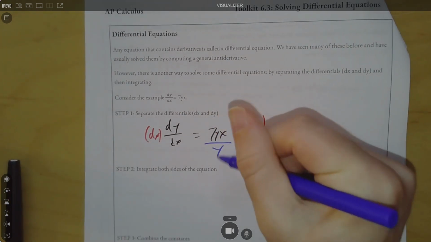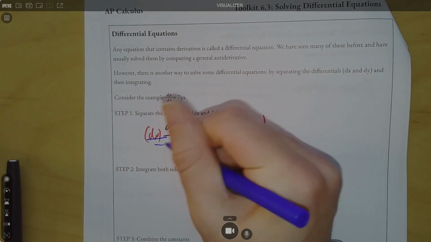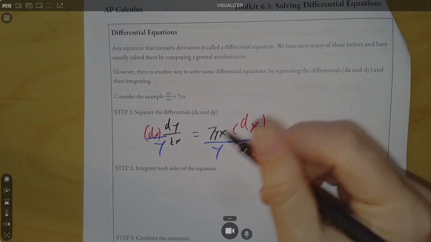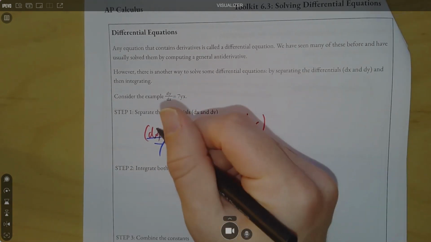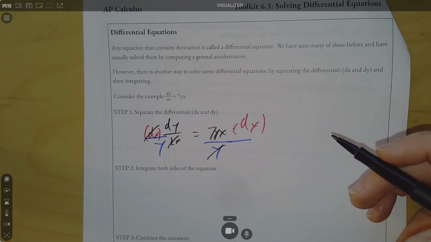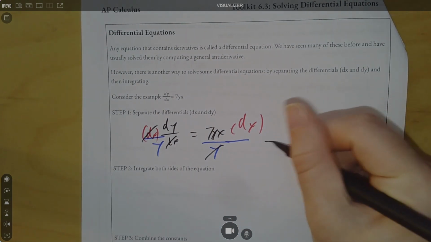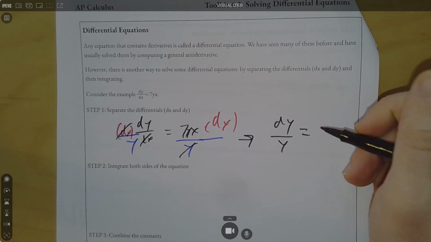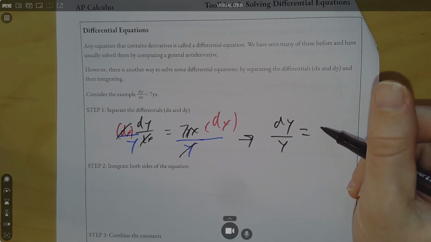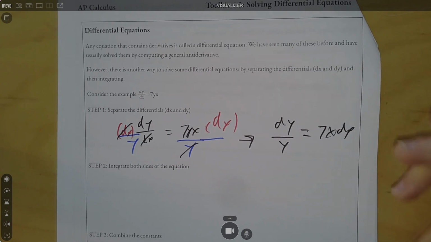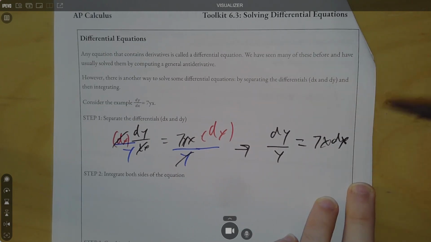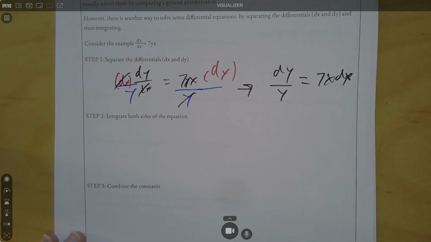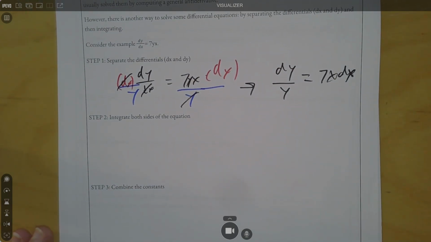I'm having to divide by y because y is being multiplied by x, so I have to cancel them out that way. In this case, they always cancel top and bottom, but sometimes you might have to divide rather than multiply. So this simplifies to dy over y equals 7x dx. Good so far? Yeah, makes sense. So those just combine the terms. Separating the terms.